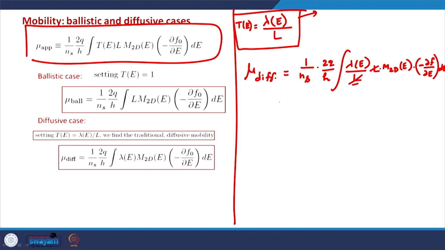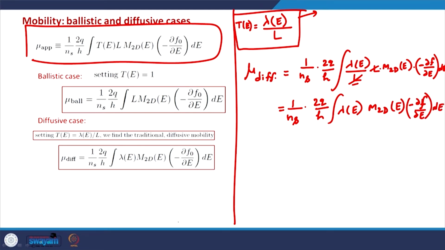So, what is left is just this 1 by ns 2q by h, this integral of lambda E m2 dE minus del f by del E times dE. And this expression at T equal to 0 Kelvin is further simplified. At higher normal temperatures also this can be written as this, as we have seen in the case of diffusive transport.